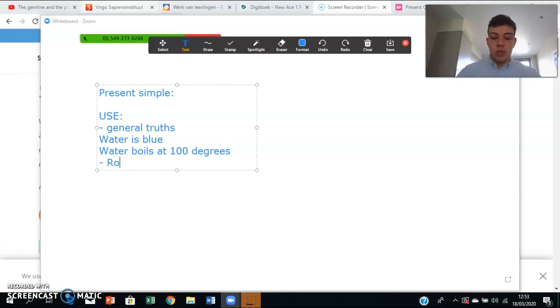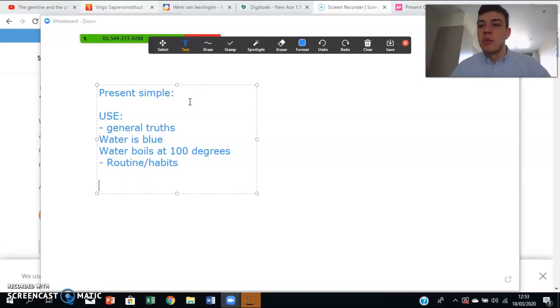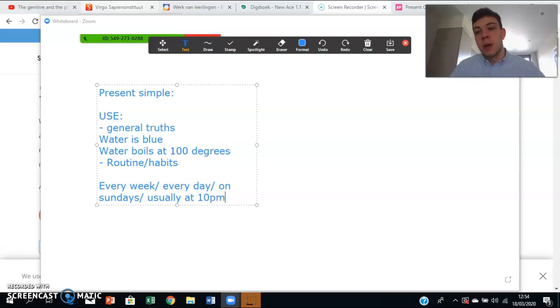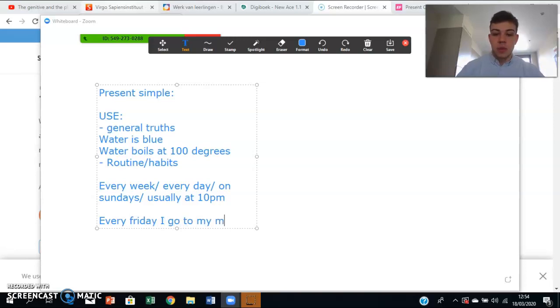Another use is routines and habits. Those are pretty similar. How can you recognize those? Mostly in the sentence, if it says, for example, every week, or every day, or on Sundays, or usually at 10 p.m. or something, right? All of those are routines or habits, things that you do regularly. For those, we also use the present simple. Example, every Friday I go to my mother. I go, right? Present simple.